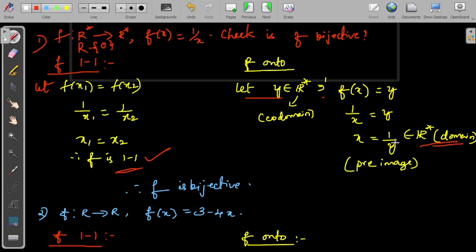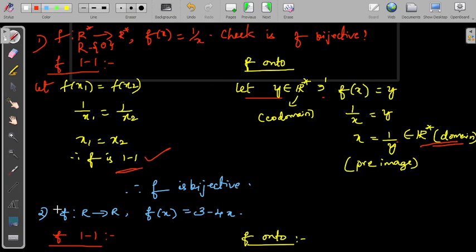That is because y is taken from R star. Y is a real number. 1 by y is also a real number. Now the chance of infinity won't be there because R star contains all non-zero real numbers. So y can never be equal to 0. Hence x equal to undefined, that possibility will not arise. So it becomes both 1 1 and onto. Hence we will have f is a bijective function.